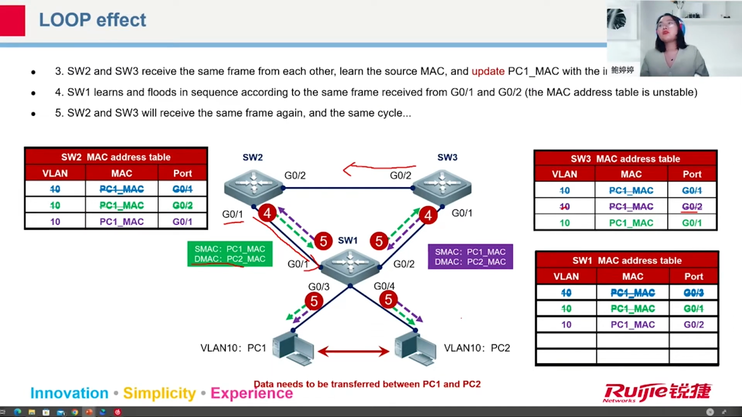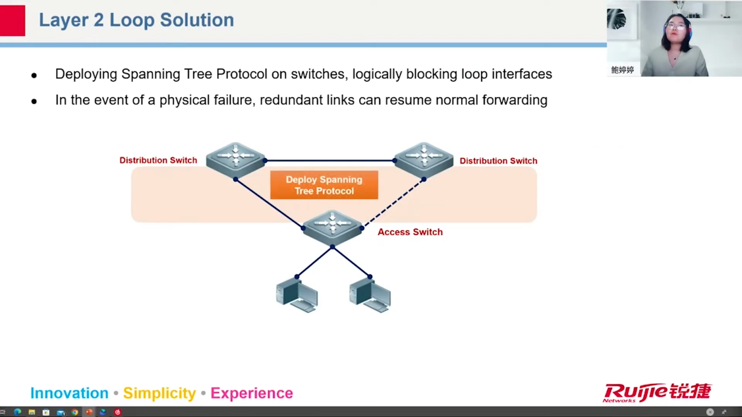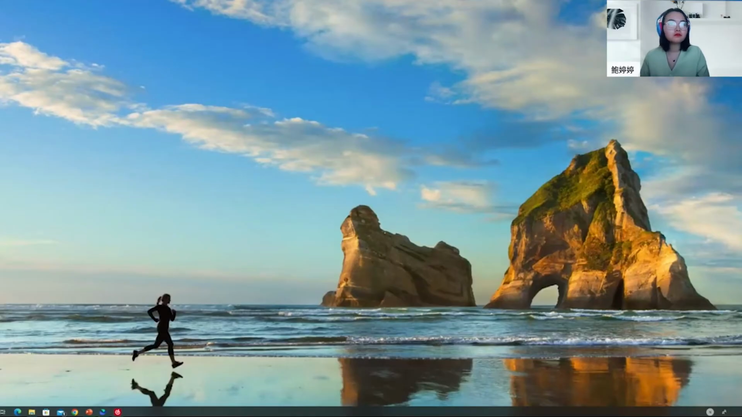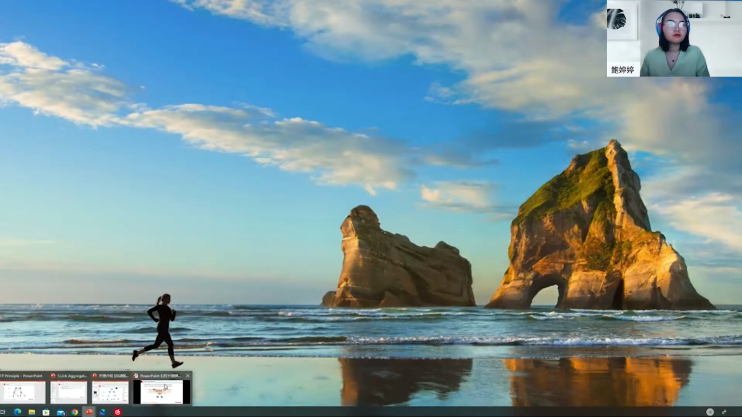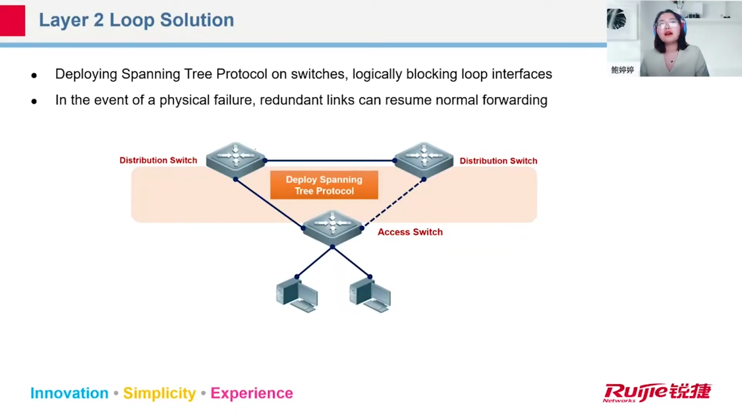Okay, so there is a loop. So how to solve this problem? There is a solution for it. Someone may say, in your topology, if you delete a link, for example, now you have 3 switches, right? How to avoid the loop? If you directly delete the link, there is no loop, right? We can force the traffic to only pass through one path.